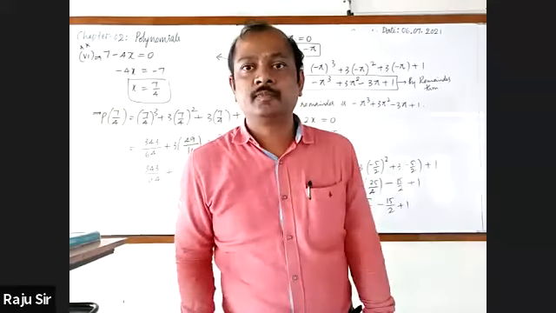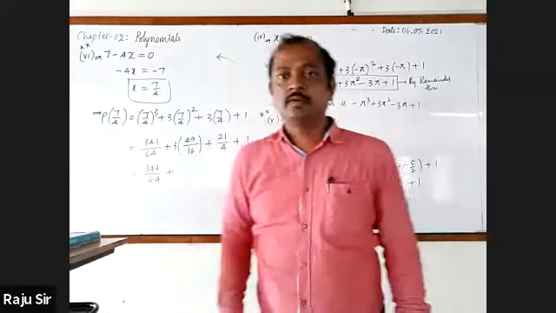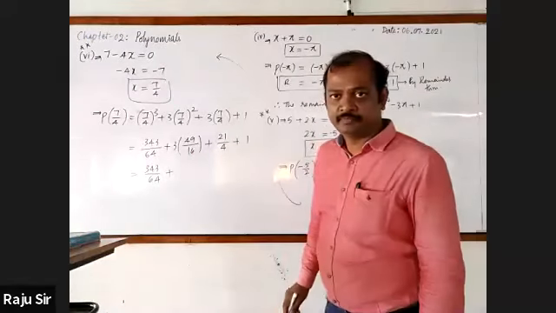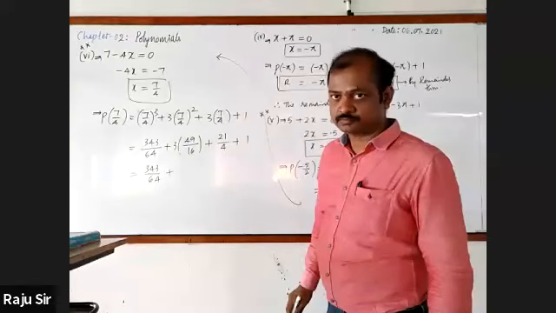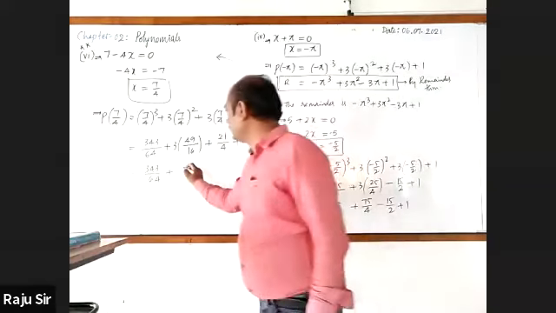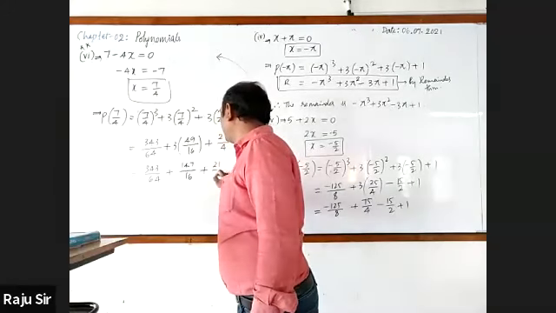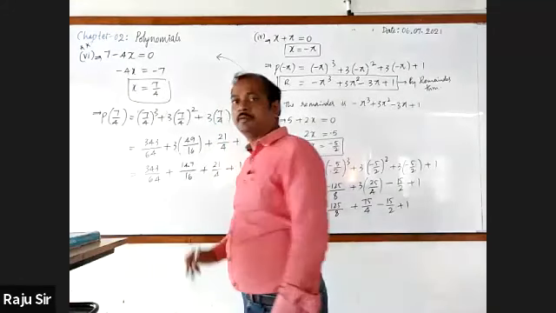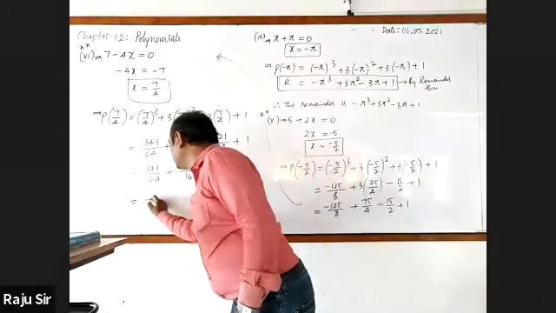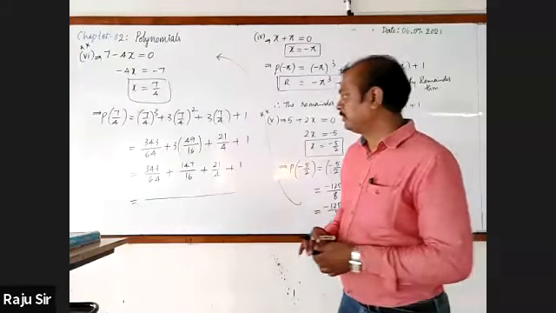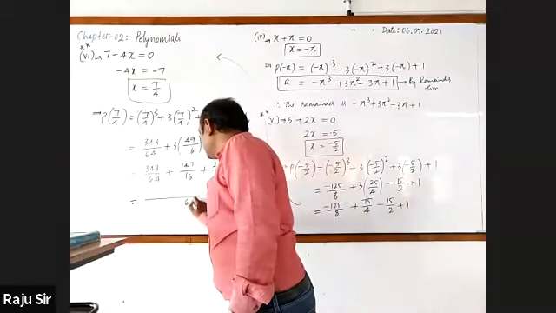Shreya, multiply 49 and 3. Sir, 147 by 16. Very good. 147 by 16, then plus 21 by 4, plus 1. Shreya, you only tell, what is the LCM of the denominators? 64, sir. Very good, it is 64.